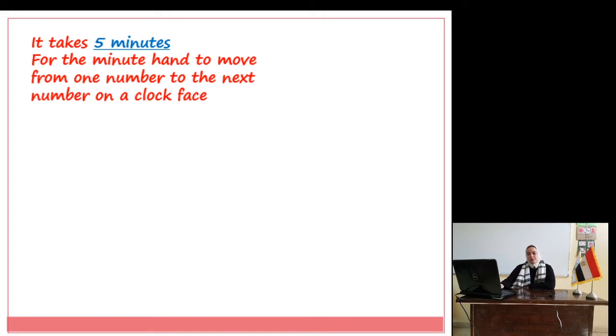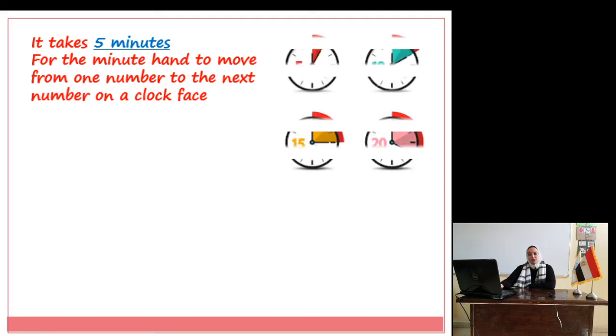Now in the next page, it takes 5 minutes for the minute hand to move from one number to the next number on a clock. Like the picture here. The red means 5 minutes. If it moves to the other number, it will be 10. If it moves to the other number, it will be 15. If it moves to the next number, it will be 20.